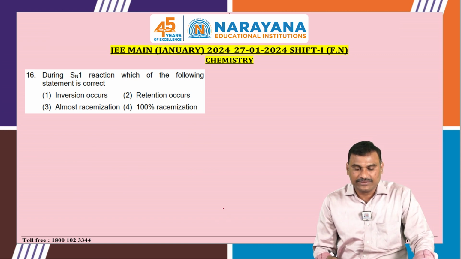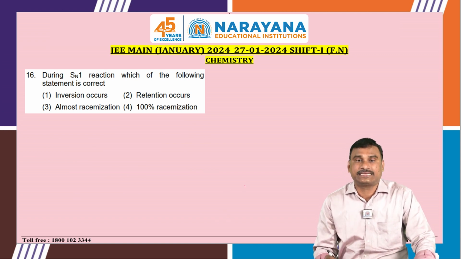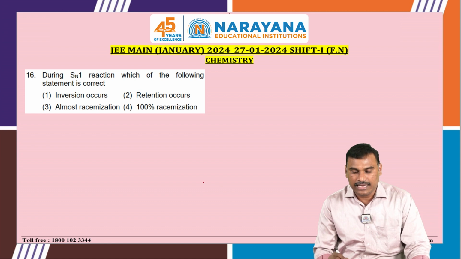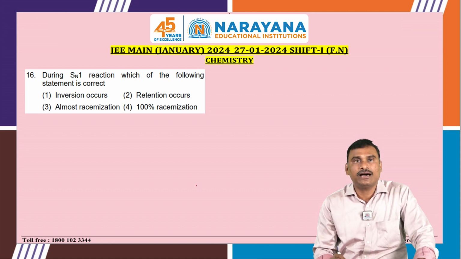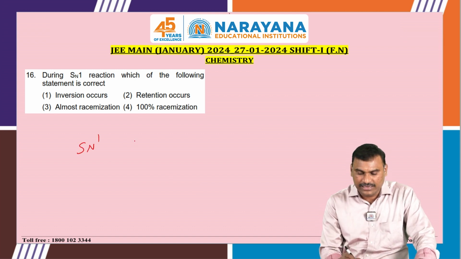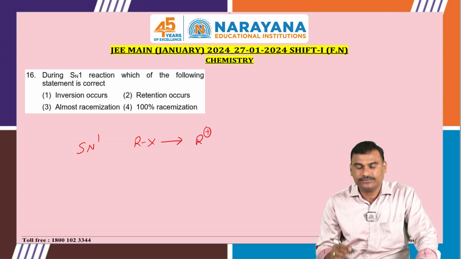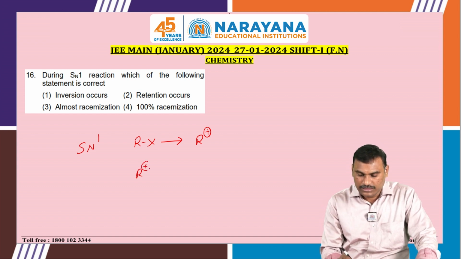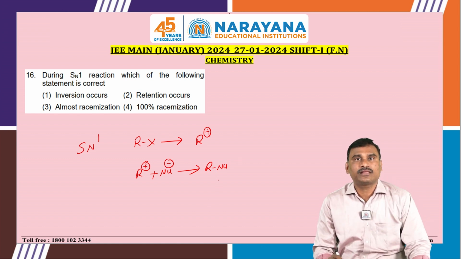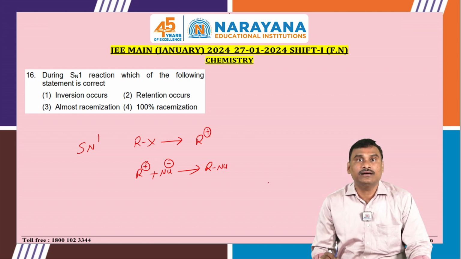16th: during an SN1 reaction, which of the following statements is correct? Inversion occurs, retention occurs, almost racemization, 100% racemization. There is a clear answer for this question, student. Generally, in an SN1 reaction, step 1 is carbocation generation. Step 2 is the attack of the nucleophile. Actually, the carbocation is trigonal planar and there is an equal probability of attack by the nucleophile.